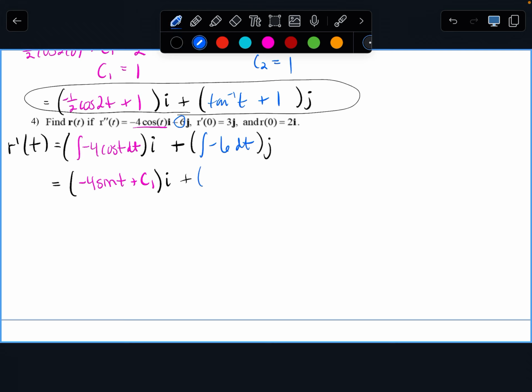And then this one would just be -6t. That one's not bad. And plus c sub 2. It's j.